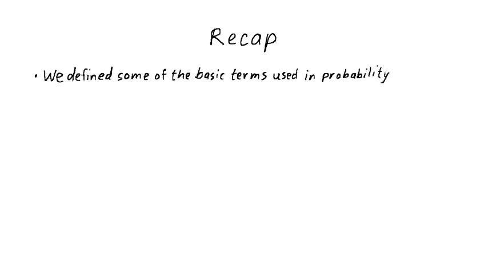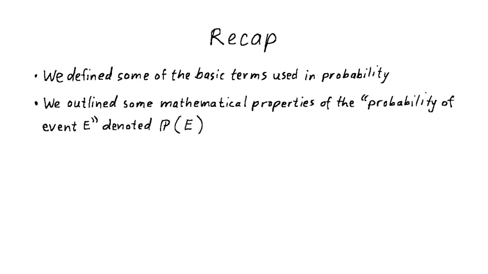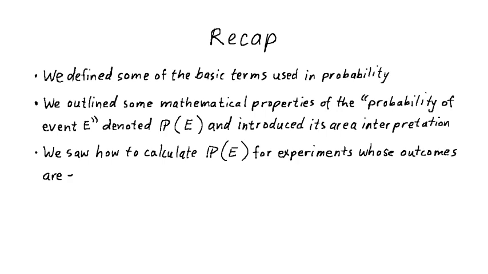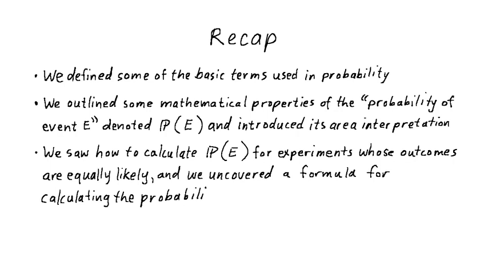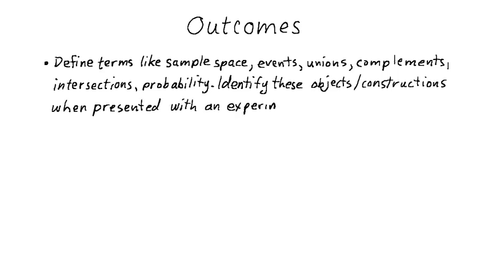Let's recap. In this video, we defined some of the basic terms used in probability. We outlined some of the mathematical properties associated with the probability of an event, and we introduced its area interpretation. We also saw how to calculate the probability of an event for experiments whose outcomes are equally likely, and we uncovered a formula for calculating the probability of the union of events in general. Once all this has sunk in, you'll be able to define the various terms we encountered and identify the corresponding objects or constructions when presented with an example.